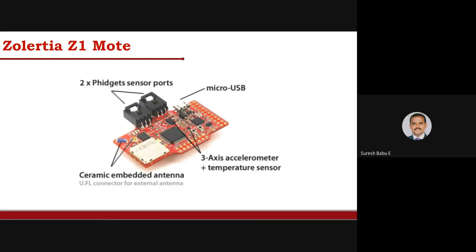The embedded antenna will be there, and then we have an accelerometer, plus two temperature sensors, a micro USB, and then sensor ports to which we are going to connect. This is a mote which has some processing, which is going to be used for processing, storing and transmitting the data. Right? Same as the Arduino kit, the Arduino and Raspberry Pi kit work in this way.